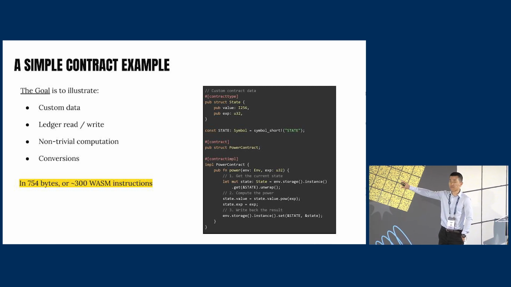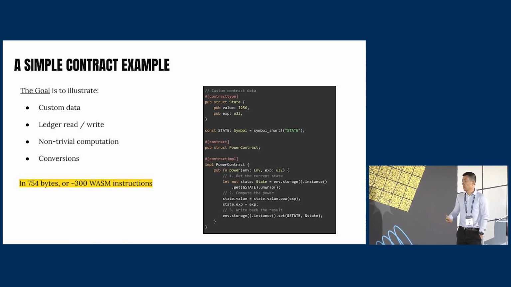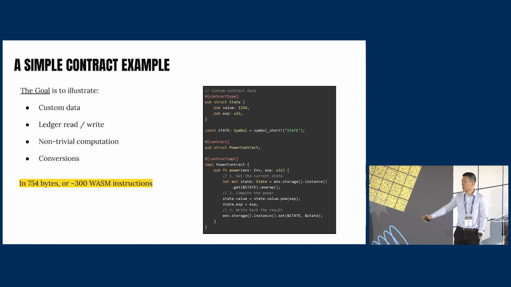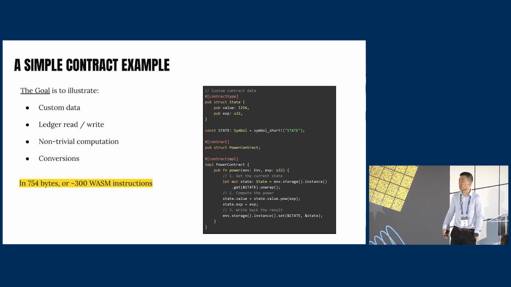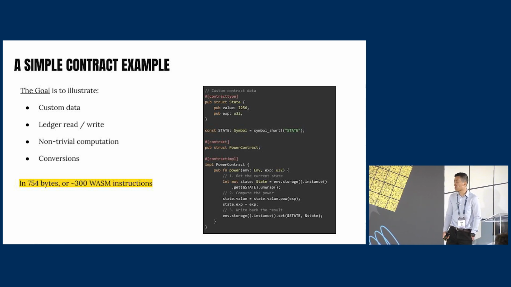It's just a contract-defined data type called state with two fields, some alias of the name of the state, which is a symbol. It has a contract with a single public method called power, which reads the state from the ledger storage, computes the power given some exponent input, and then in the end writes the whole thing back to the ledger. The computation part is just some computation that you can replace with your own, just here for demonstration.